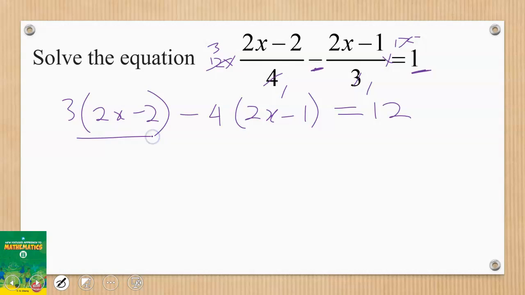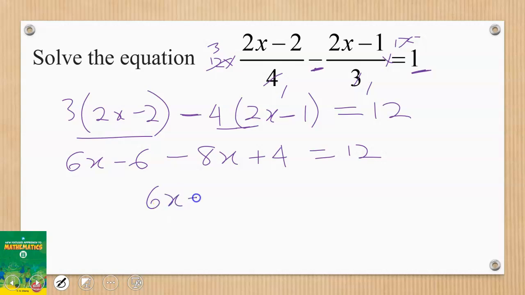So the first term here we have 6x minus 6, right? Then minus 8x. Then negative 4 times negative 1 will give us plus 4, right? Is equal to 12. Good. We can group like terms and simplify further. So 6x minus 8x will be equal to the 12 which is here. Then this will give us minus 4 here. This will also come as plus 6.